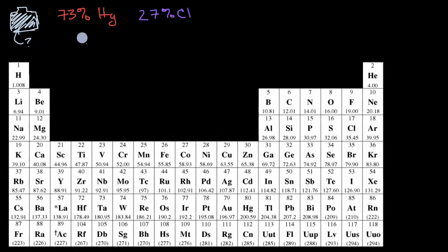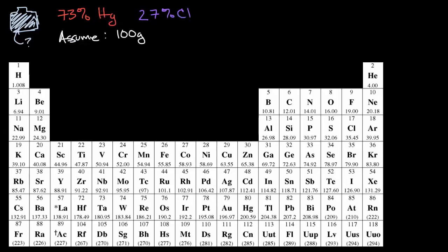And to help us make things a little bit more tangible, I'm just going to assume a mass for this entire container. Let's just assume it is 100 grams. I could have assumed 1,000 grams or 5 grams, but 100 grams will make the math easy. Because our whole goal is to say, hey, what's the ratio between the number of moles we have of mercury and the number of moles we have of chlorine, and then that will inform the likely empirical formula.